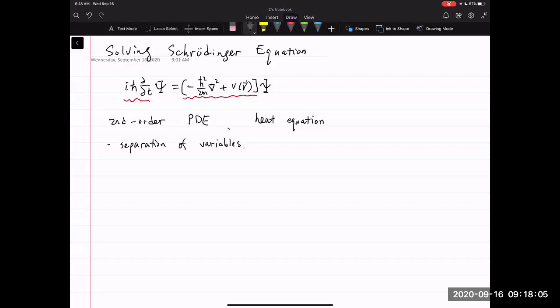So how do we use separation of variables to solve this differential equation? The wave function we want to solve for is a function of space and time.